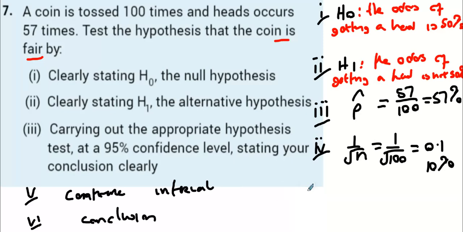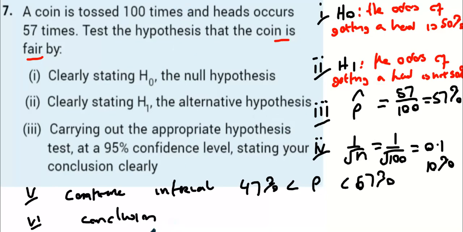Okay. What's your confidence interval then? Yeah, 47% all the way up to 67%. So because 50% lies in this region, we can't be sure that we have to accept the null. We can't reject the null hypothesis. Does that make sense? Okay.